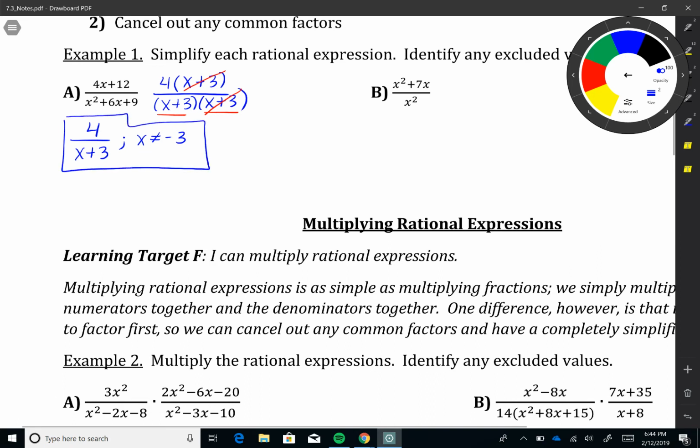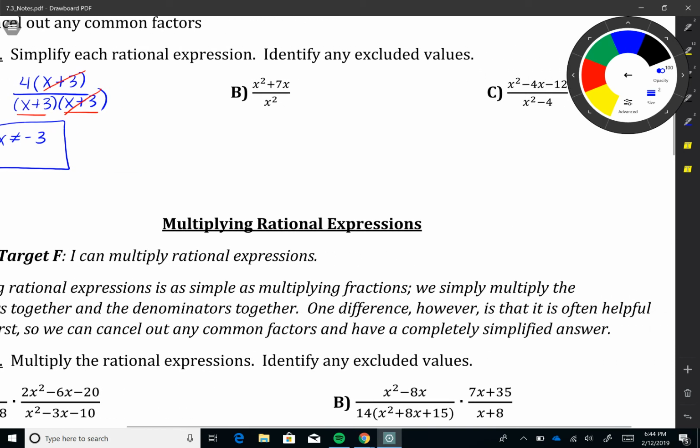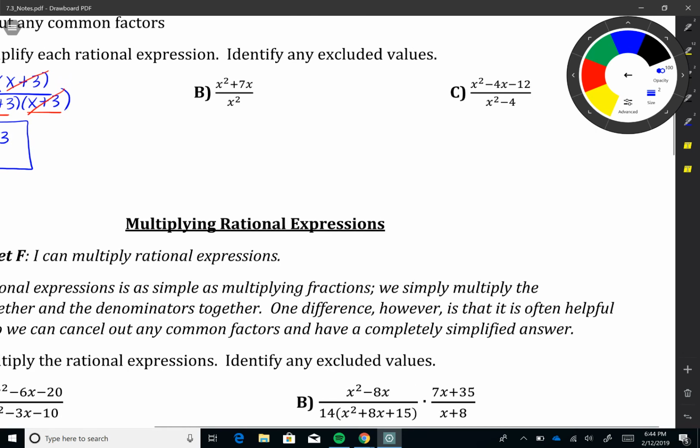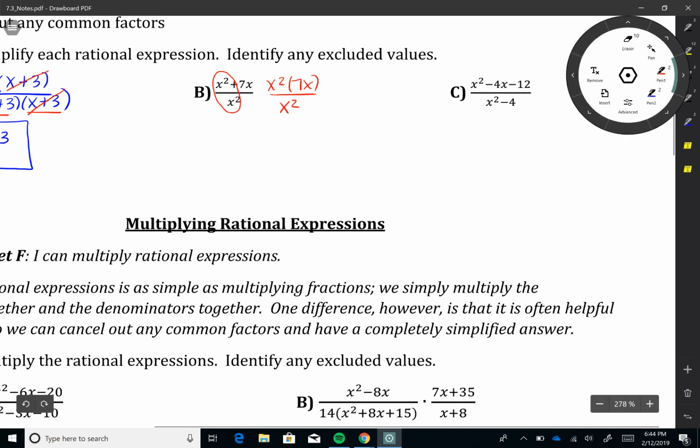Okay, moving on to B. X squared plus 7x over x squared. A common misconception is that when you see something the same in the top and bottom of a fraction, you can cancel it out regardless. So a lot of people would want to look at this and say, oh, I'm going to cancel out x squared. But that's actually illegal. You cannot do that unless it was written as, let's say, x squared times 7x over x squared. So it must be in factored form in order to cancel anything out. So I'm going to go ahead and just erase that because that is illegal.